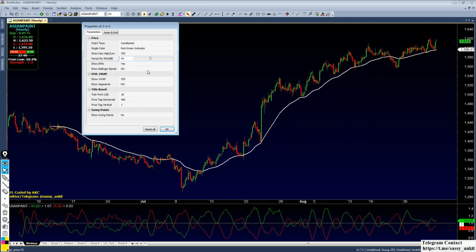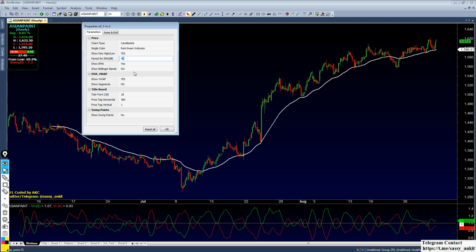Somewhere here we are getting the maximum number of touches, like here, here, here, here, as well as here, and earlier we used to have these resistances. Okay, so that's done.